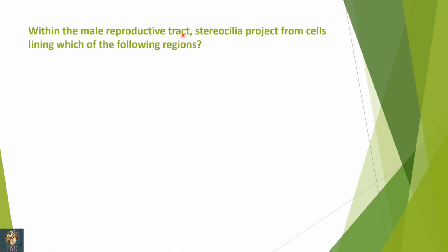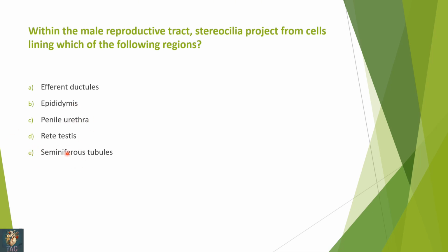Within the male reproductive tract, the stereocilia project from the cells lining which of the following regions? Efferent ductules, these are the stereocilia, remember. So efferent ductules are lined by the columnar ciliated epithelium. Epididymis, yes, it is lined by the pseudostratified epithelium with the stereocilia. Penile urethra, no need of stereocilia.